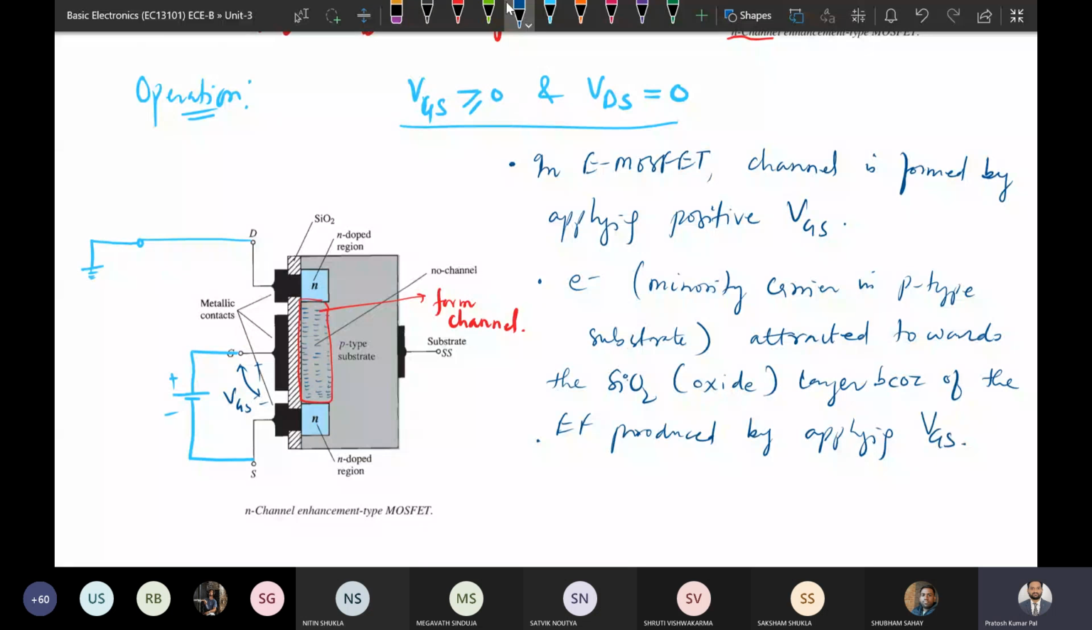So as we apply VGS, there will be an electric field near this oxide region. This electric field will be attracting the electrons available in this p-type substrate. This accumulation of electrons will be such that it forms a channel. So this is how the channel is induced, and the channel that is formed is called an induced channel.